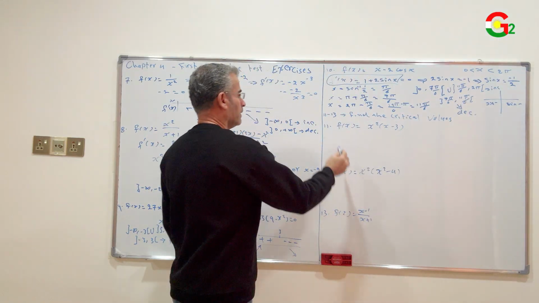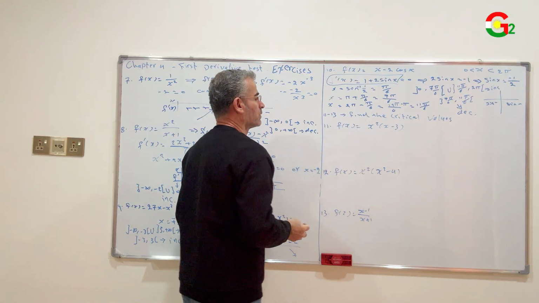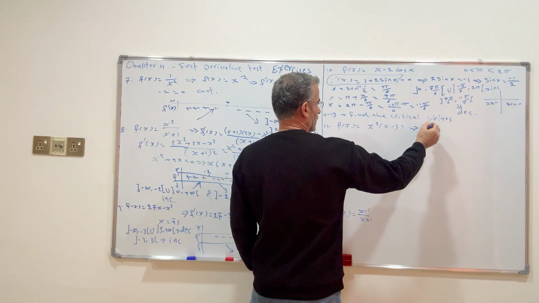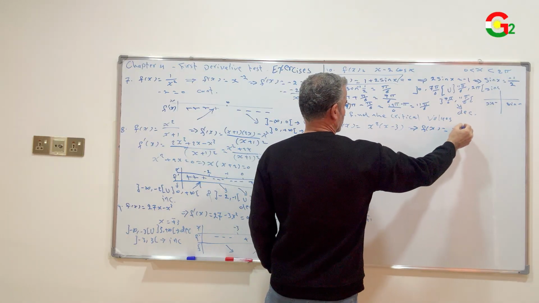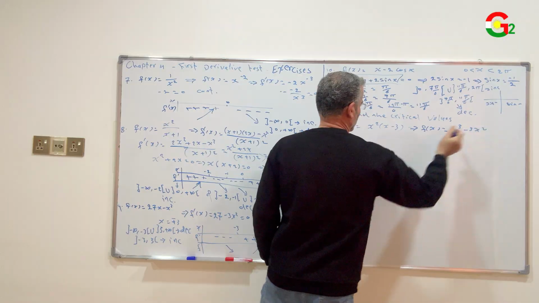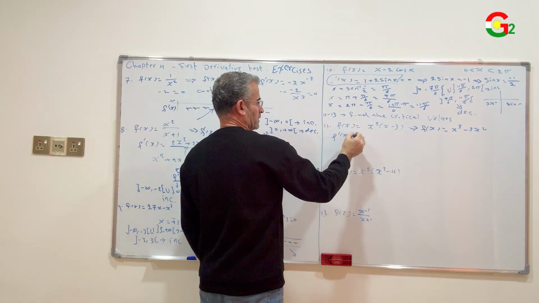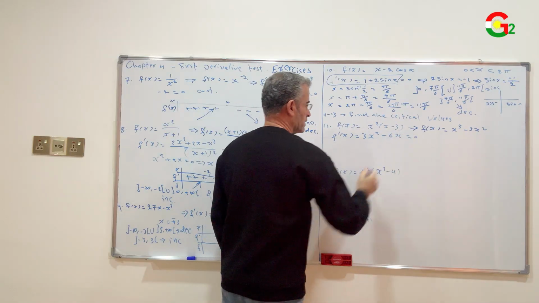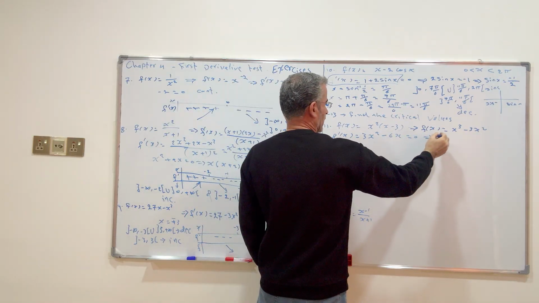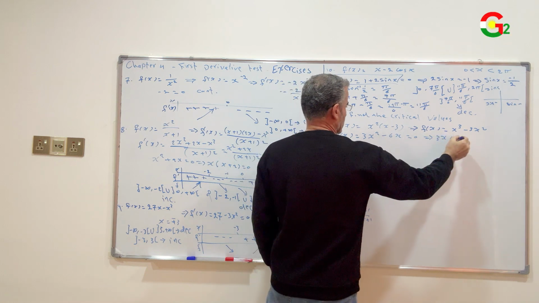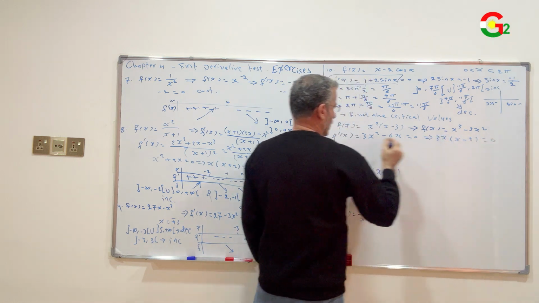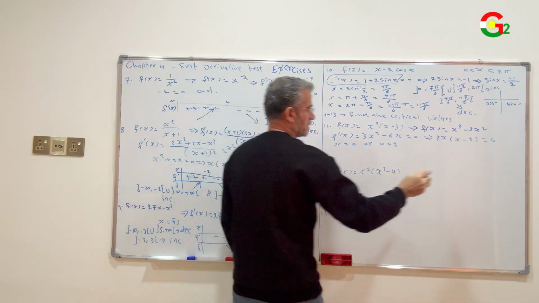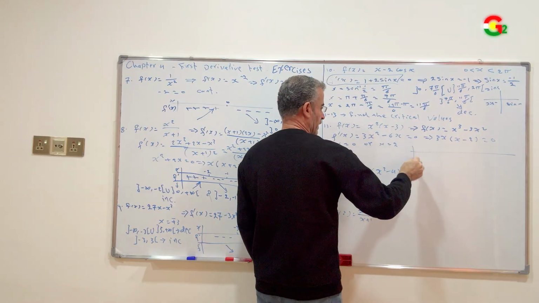Question number 11, f of x equals x power 3 minus 3x power 2. Find the derivative of this function, f prime of x equals 3x power 2 minus 6x. Set it equal to 0. Factorize by 3x, x minus 2 equals 0. Either x equals 0 or x equals 2. These are the critical points.